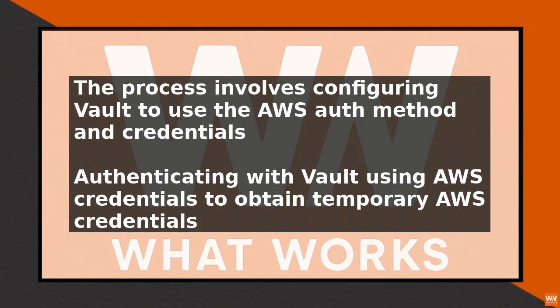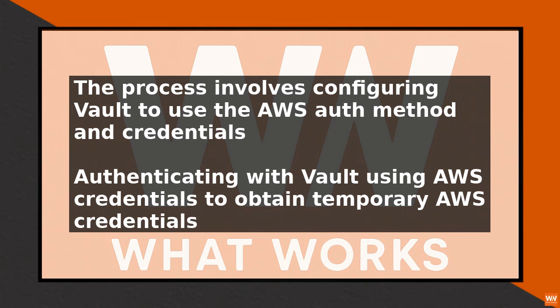First, you need to configure Vault to use the AWS Auth method. This involves creating an AWS Auth backend in Vault and specifying the AWS region and credentials. Once the backend is configured, you can then authenticate with Vault using your AWS credentials.